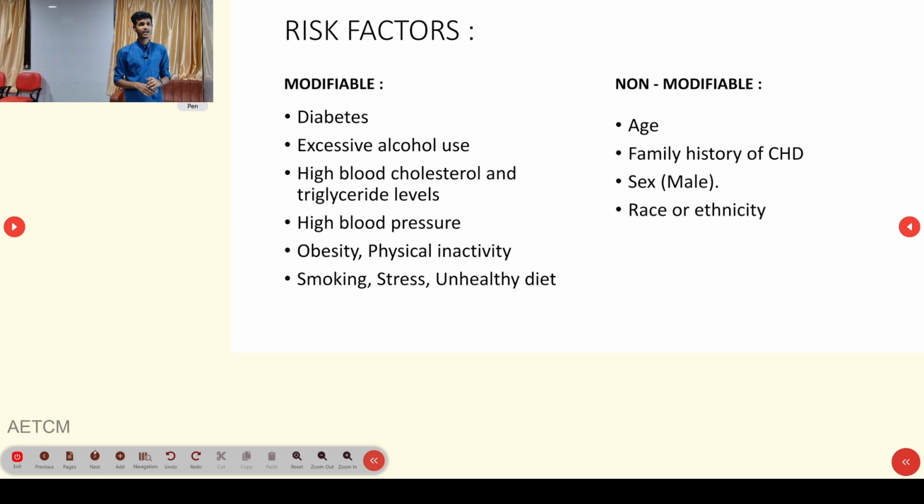What are the risk factors for ACS? Here we are classifying them into modifiable and non-modifiable. Modifiable includes diabetes, excessive alcohol use, high cholesterol, hyperlipidemia, high blood pressure, obesity, physical inactivity, smoking, stress, and unhealthy diet. If the person is diabetic, we can give treatment and reduce the risk factor. Non-modifiable includes age, family history of coronary artery disease, sex, and race or ethnicity.